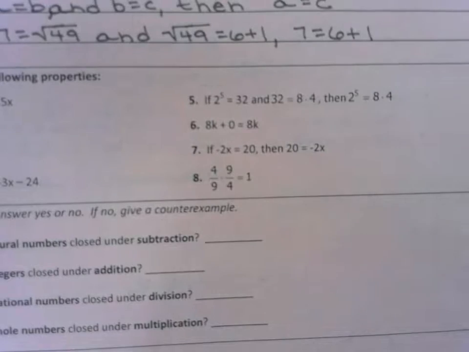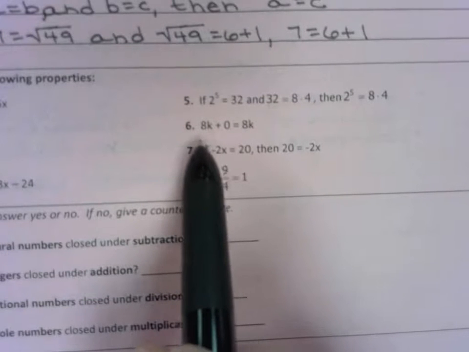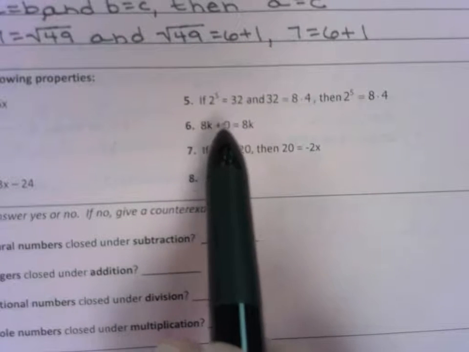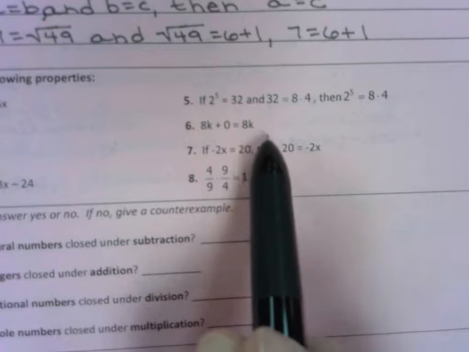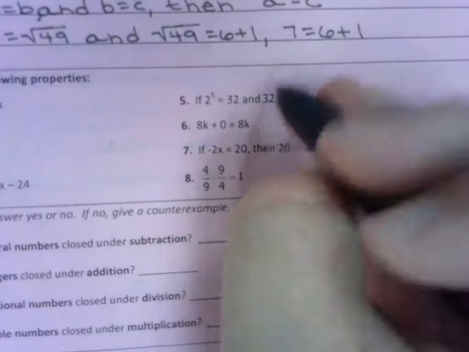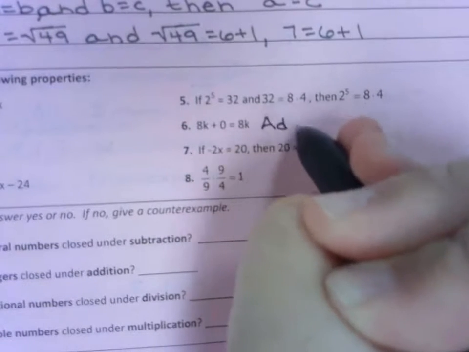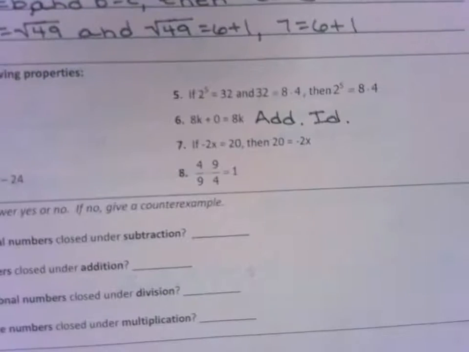Okay, so 8k plus 0 equals 8k. So look at your properties, and I am keeping it itself. I am keeping 8k. It's equal to 8k. So if I keep it itself, that is the identity, and I am adding 0. So this is the additive identity. You just put ADD identity. You can abbreviate if you want to. I'm getting it back to itself. That's identity, and I'm adding. So additive identity.